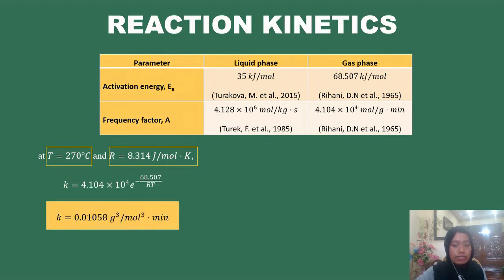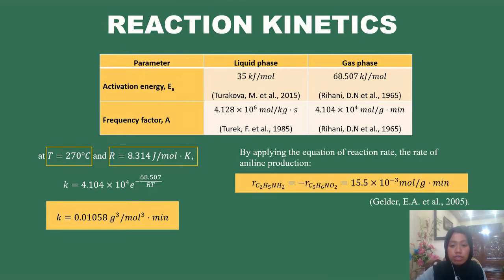So the K is 0.01058 gram to the power of 3 per mole to the power of 3 minutes. By applying the equation of reaction rate, the rate of aniline production is 15.5 times 10 to the power of negative 3 mole per gram minute.